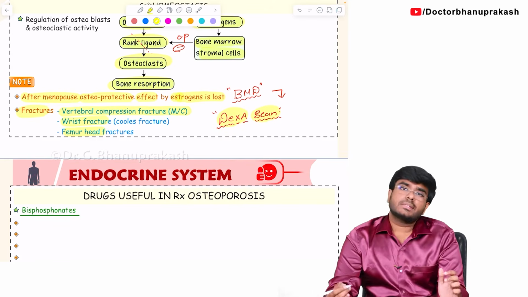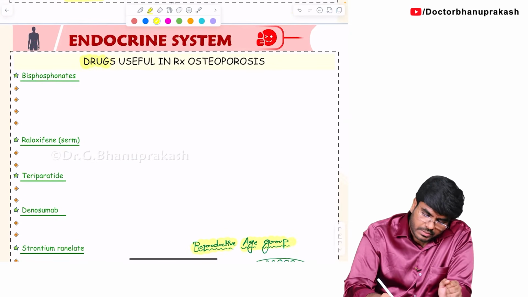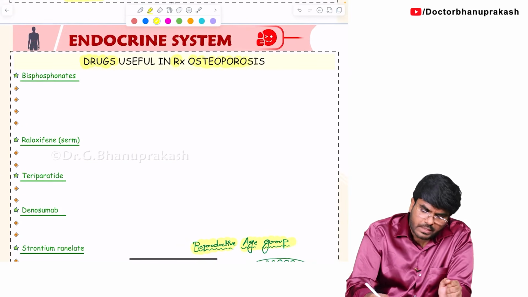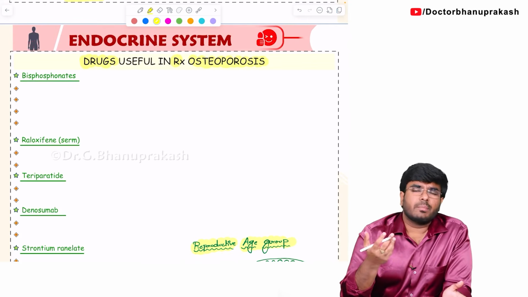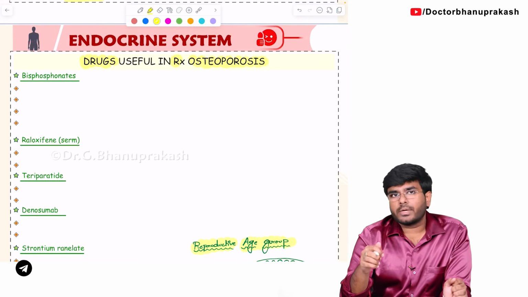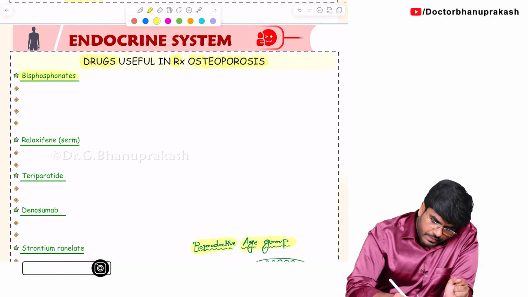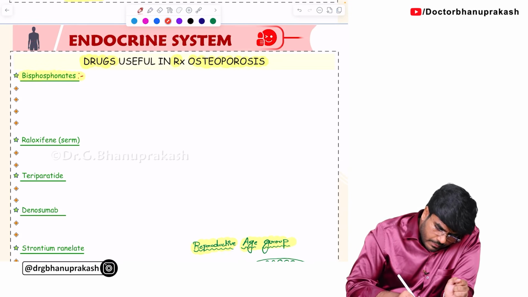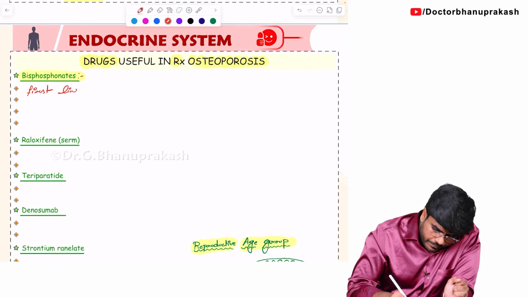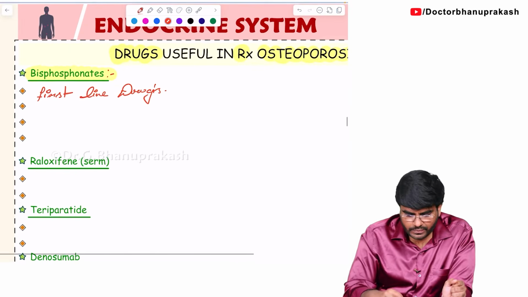Now, how are you going to treat this condition? Okay, very important. Treatment also very important. The drugs which are used in the treatment of osteoporosis. You can use many drugs, like generally we will give the calcium tablets, we will give the vitamin D tablets. But for your exams, what are most important? See, the first group of drugs, the first line of drugs I should say, which we will use are bisphosphonates. These are the first line drugs for the treatment of osteoporosis.